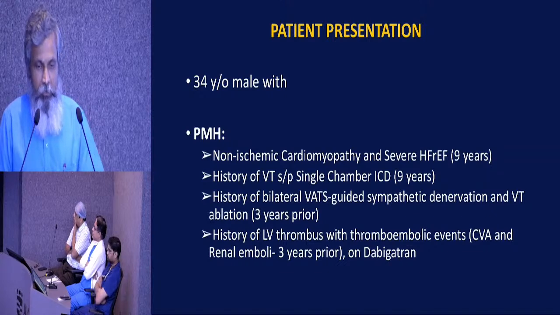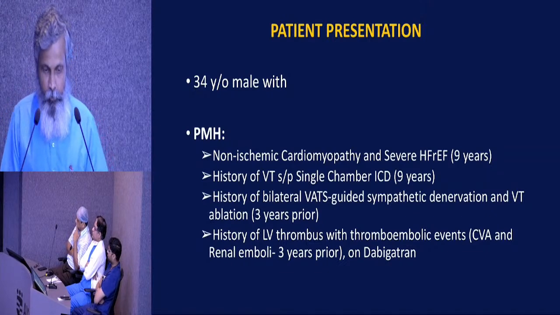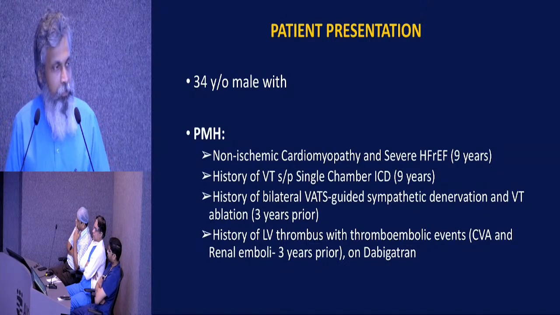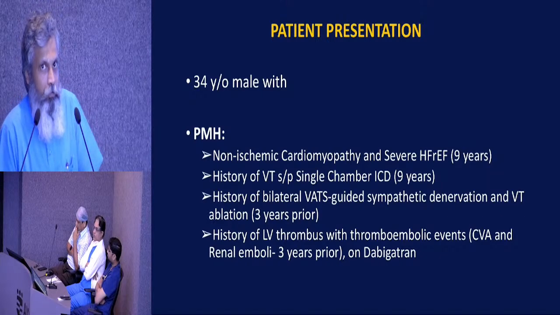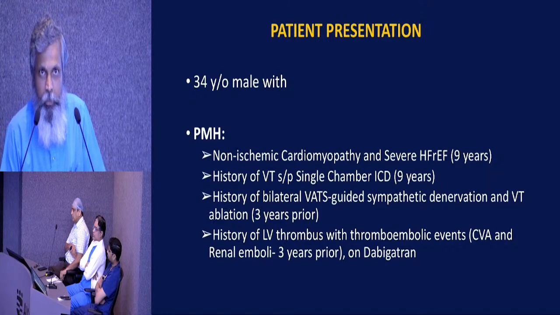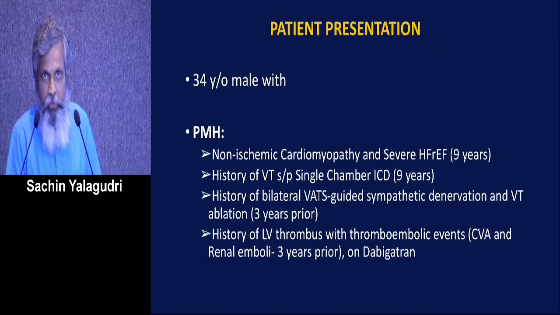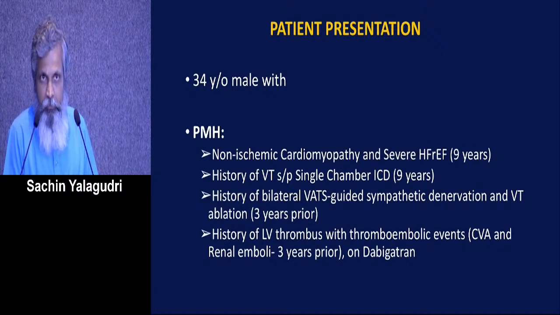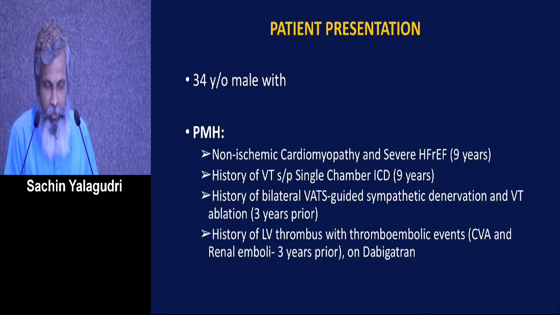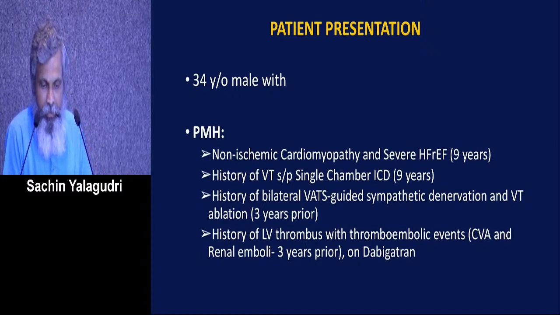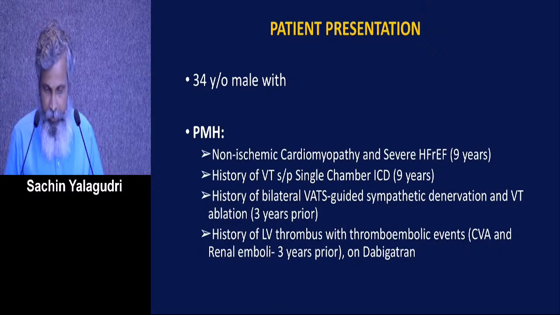This patient is Narasimhan sir's follow-up patient over the last 9 to 10 years. He's 34 years old now with non-ischemic cardiomyopathy and heart failure with reduced ejection fraction. He had one VT ablation about 9 years back and VADs guided sympathetic denervation. He had an LV thrombus with severe LV dysfunction. He had a CVA and renal emboli about 3 years ago. He was on anticoagulation.